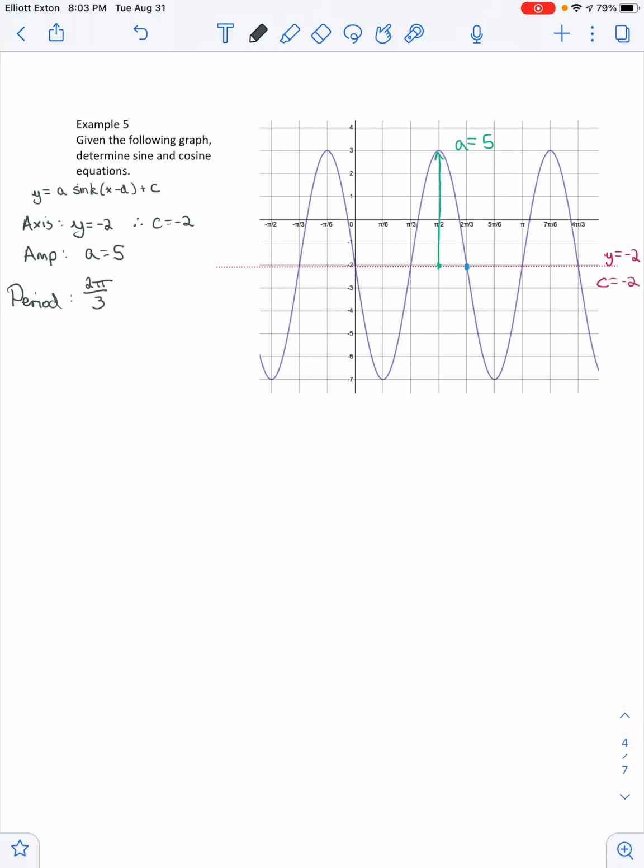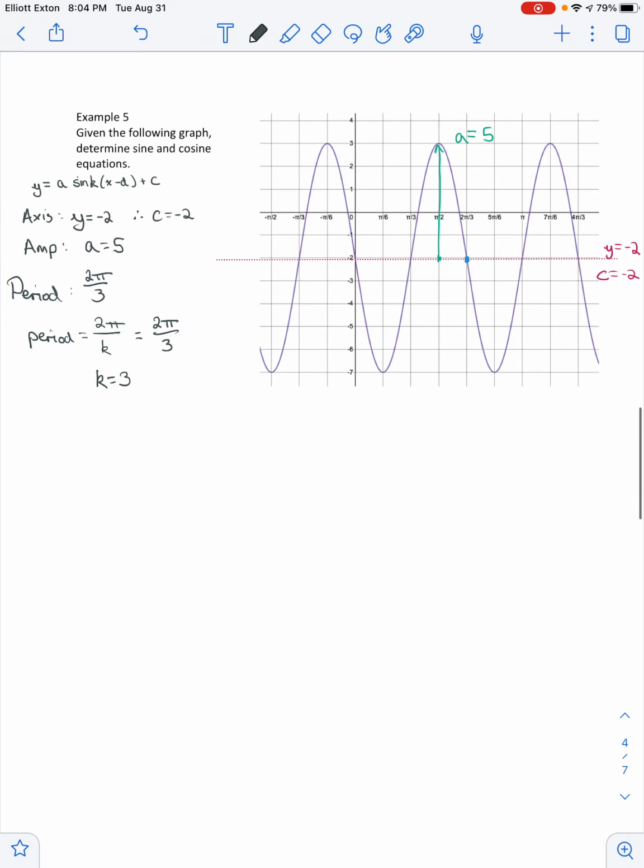However, that's not our k value, that's our period. We need to remember that the period is always equivalent to 2 pi over k. And in this case, the period, or 2 pi over k, is equivalent to 2 pi over 3. And we can see here that the numerators are the same, so the denominators must be the same. So k must be equal to 3. Or you could rearrange it algebraically to isolate for k. You'll get the same thing. k is equal to 3.